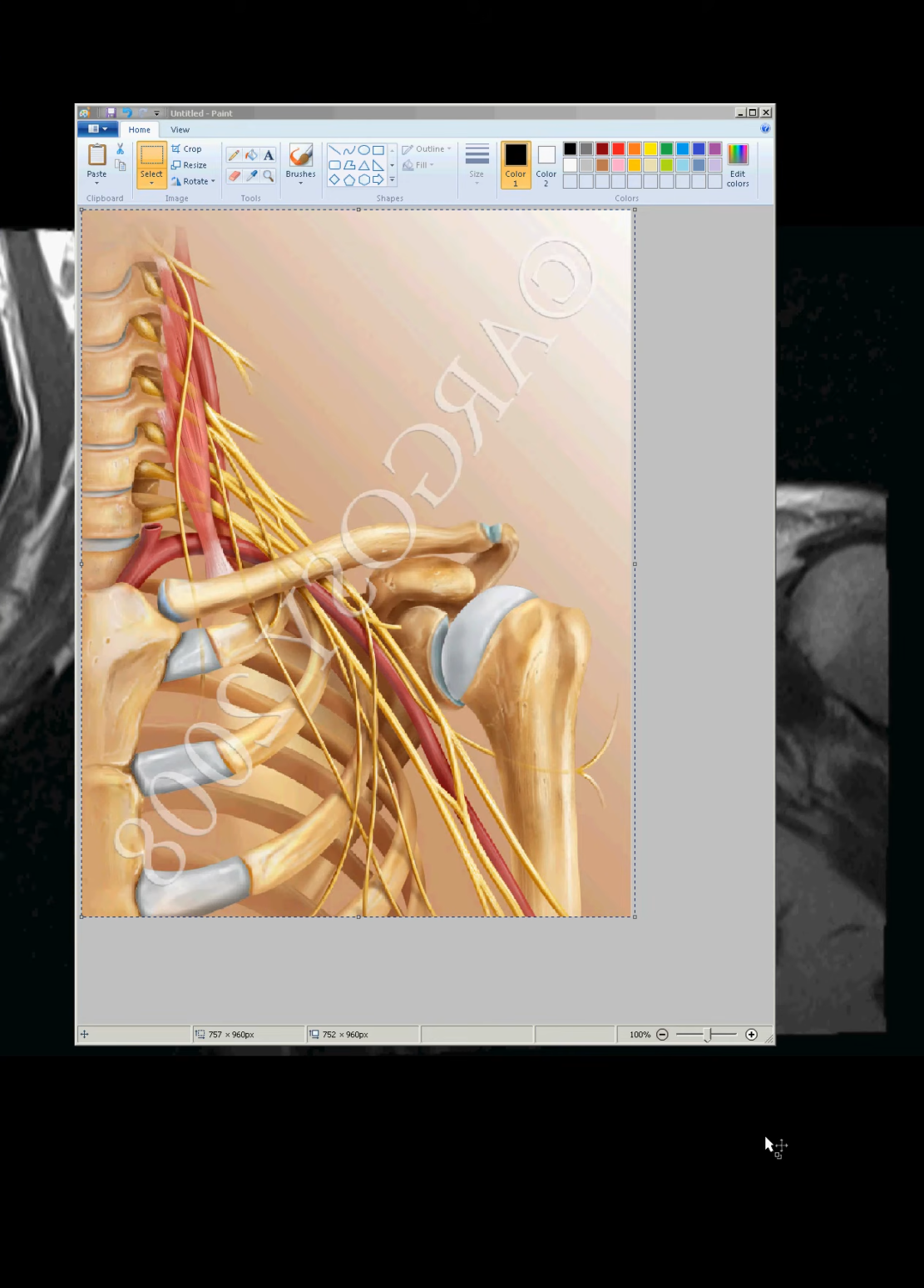I wanted to make a brief video about the brachial plexus, primarily for technologists who are doing MRIs. This is not my image. The copyright is here, but I'm just using it for teaching purposes. Here's the cervical spine, obviously the clavicle, the shoulder, and these lines that are coming down are the nerves of the brachial plexus. The brachial plexus goes from C5 through T1.